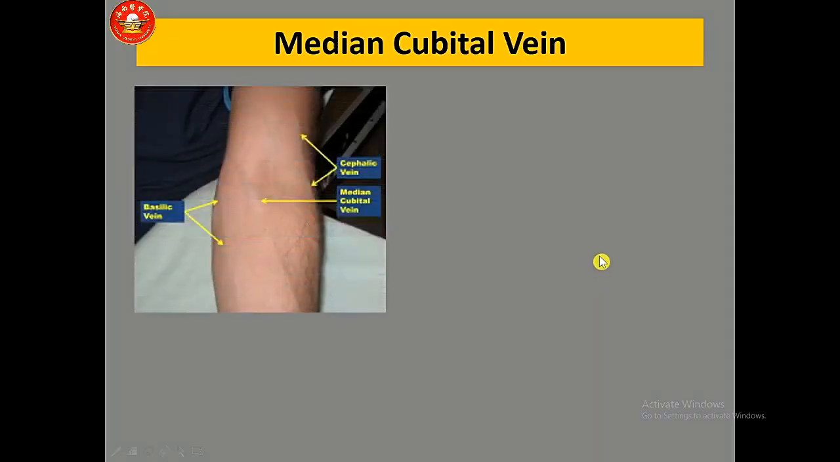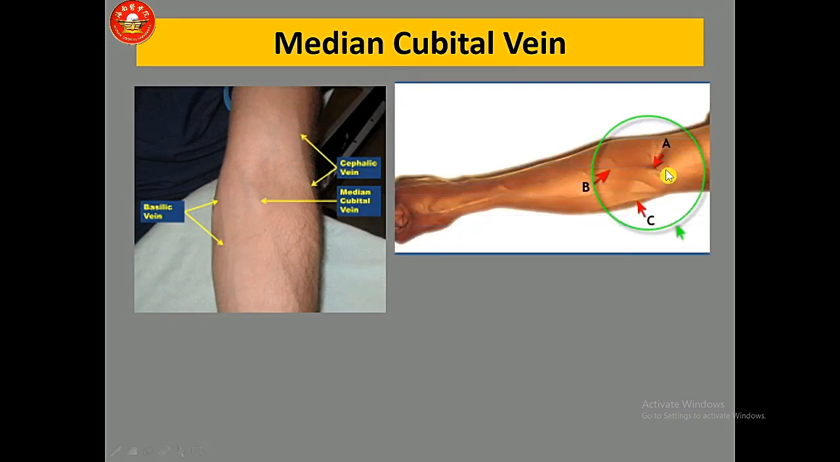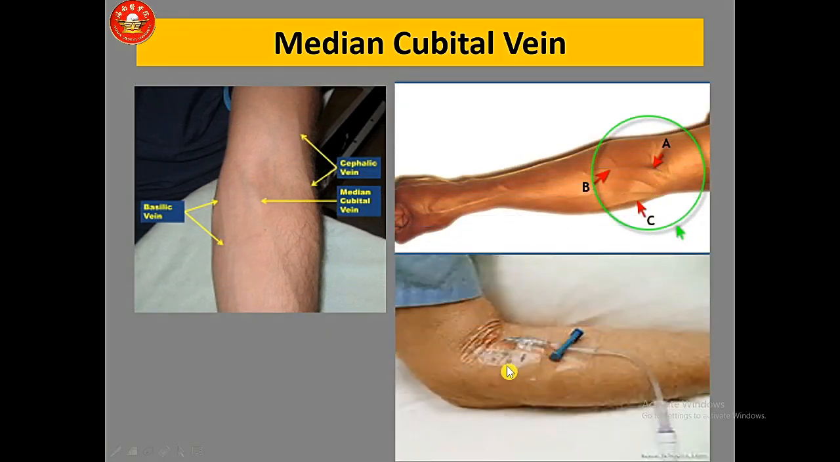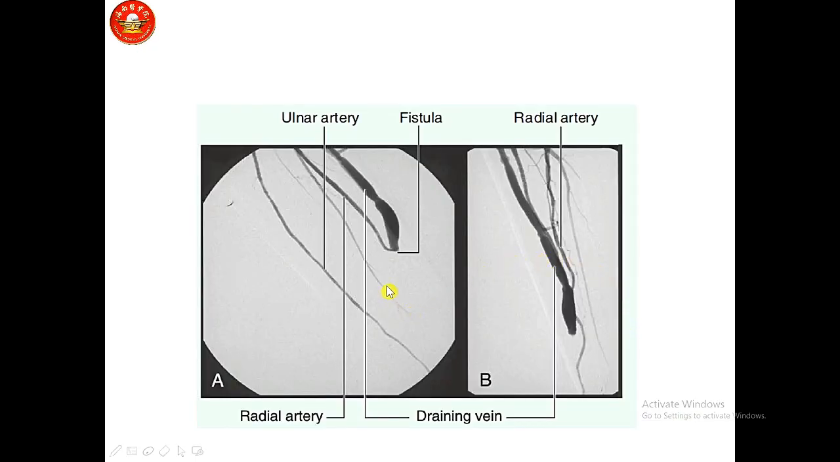When we talk about the clinical side, as we can see here, the median cubital vein is actually the golden point to perform intravenous access. We also perform the fistula. A fistula is needed for hemodialysis, when the kidneys are not working anymore and we need to perform dialysis. One kind of dialysis we call hemodialysis, in which we need to withdraw the blood from the body, clean it, and return it back into the body.